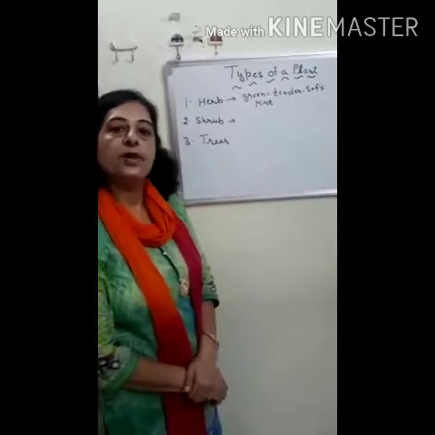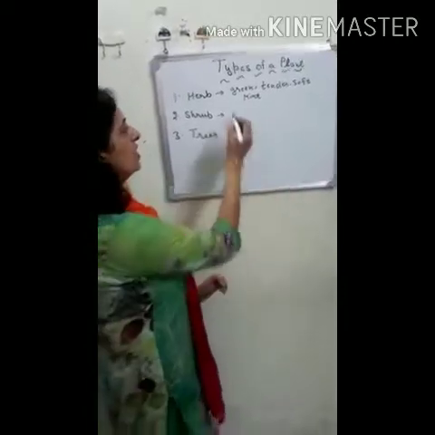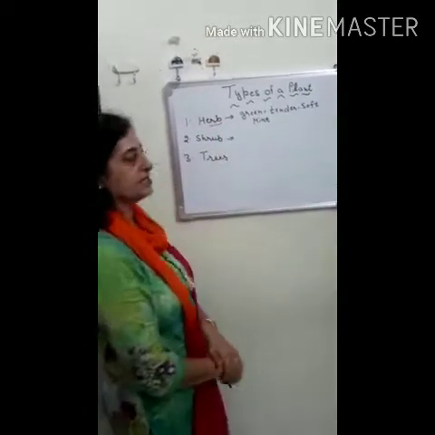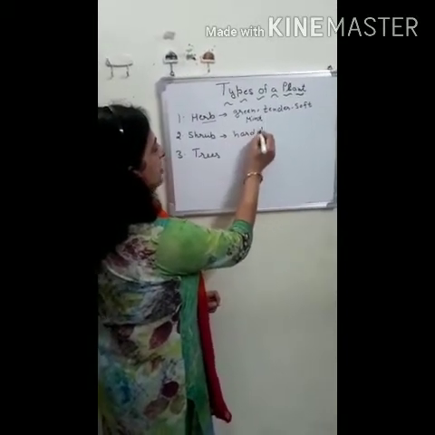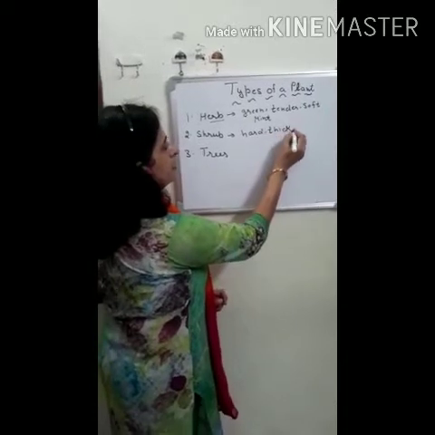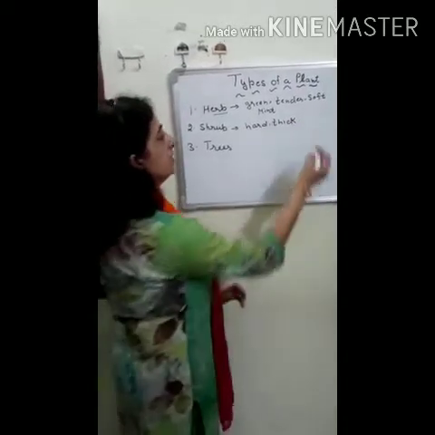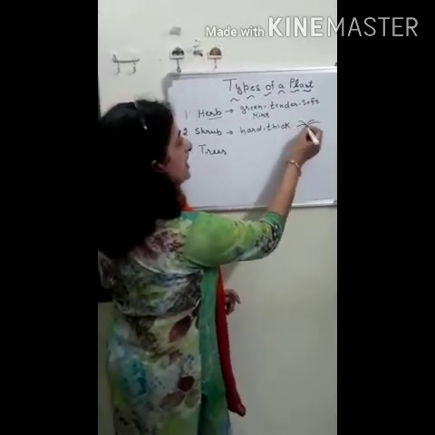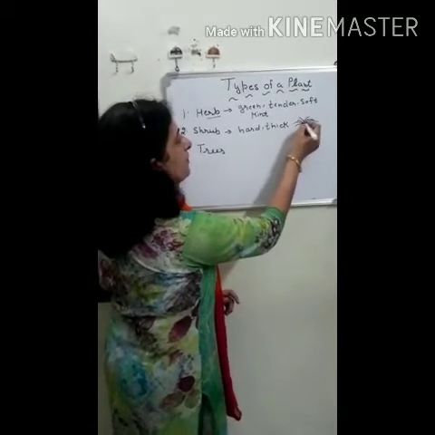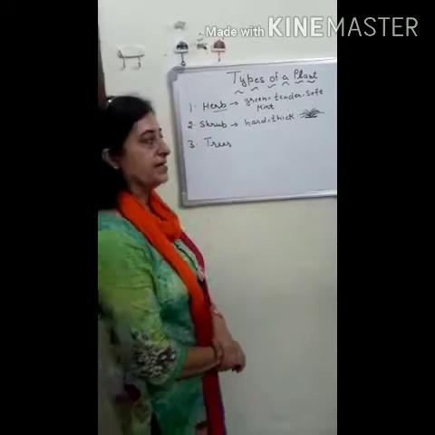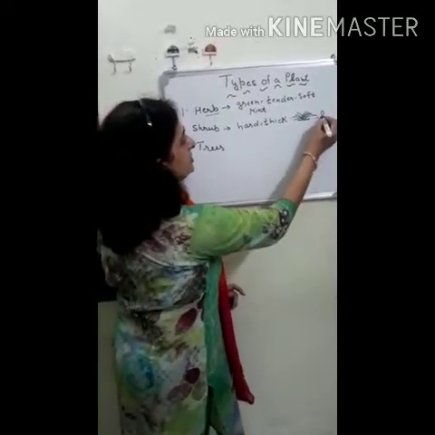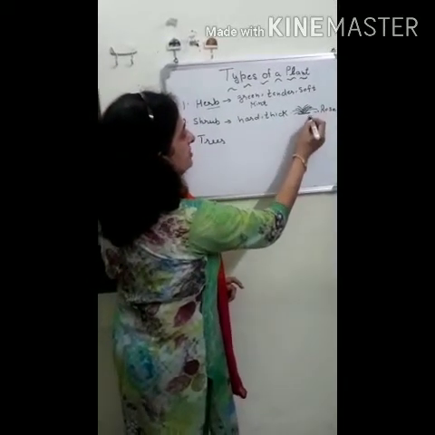Shrubs are medium-sized plants which are bigger than herbs. They have a hard and thick stem, and they have branches from the base. Due to that they have a bushy appearance, like your rose and jasmine.